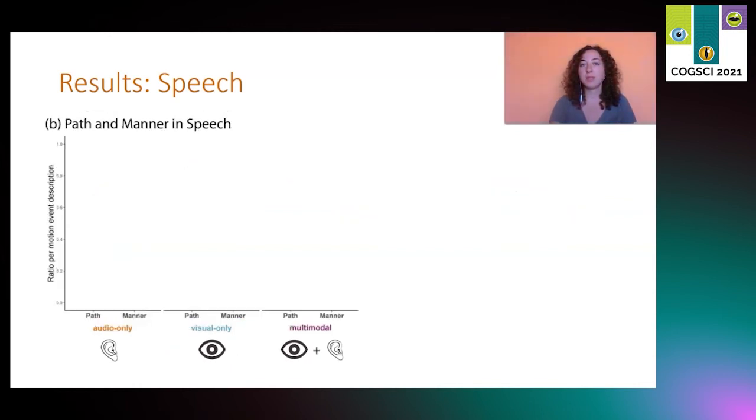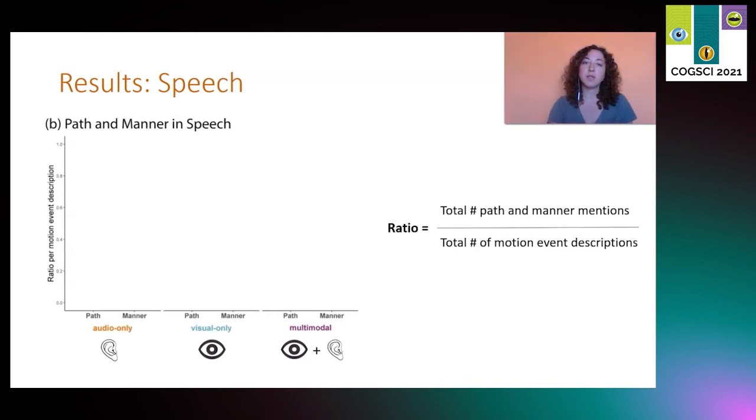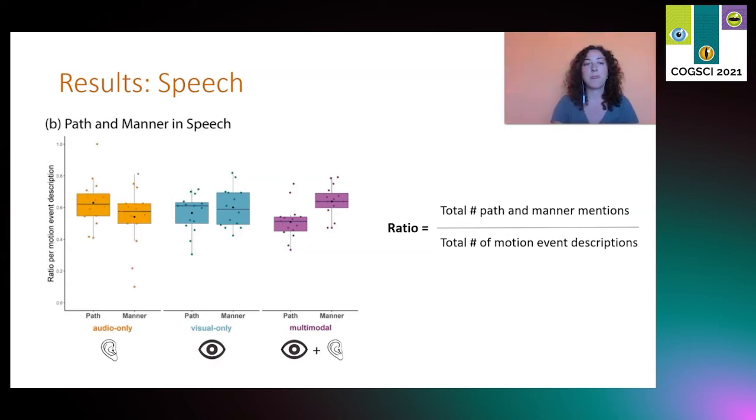Then we looked at how participants expressed path and manner in their speech. We calculated a ratio again, dividing the total number of path and manner mentions by the total number of motion event descriptions. And we found a significant interaction between the input modality and the type of expression. Participants in the visual-only and multimodal conditions expressed more manner than path in their speech, but this was not the case for participants in the audio-only condition.